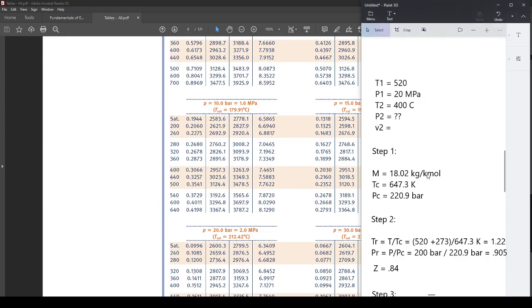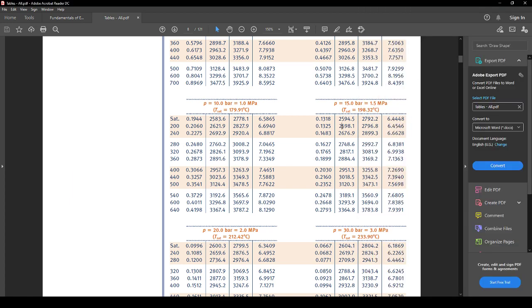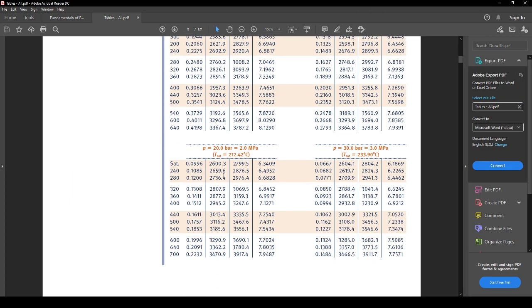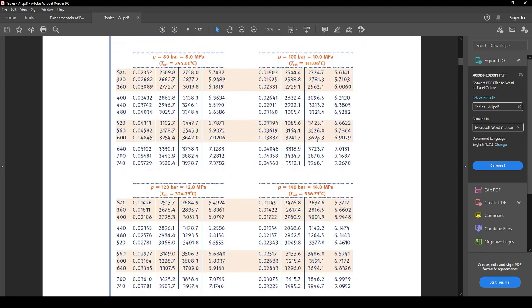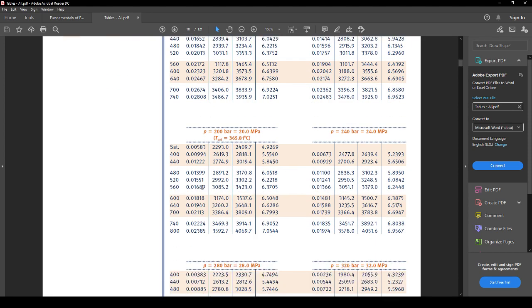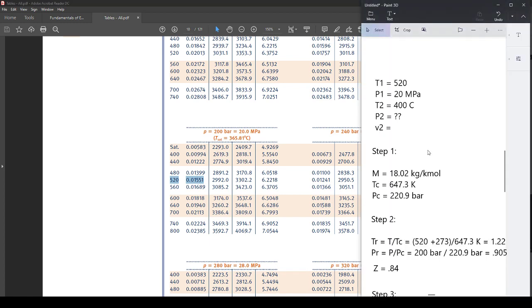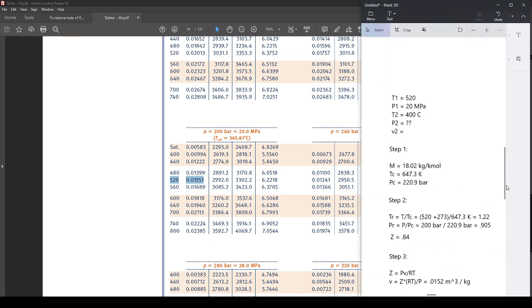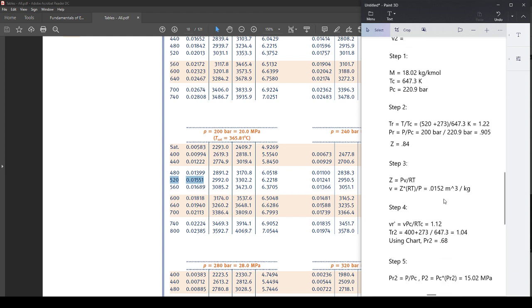So now what we have to do is go find 20 megapascals, 520, and then find the specific volume. So 20, that's 2 megapascals. Let's find 20. 14, 20 megapascals, 520. The specific volume is 0.01551, and our value is 0.0152. So these are pretty dead on, right?